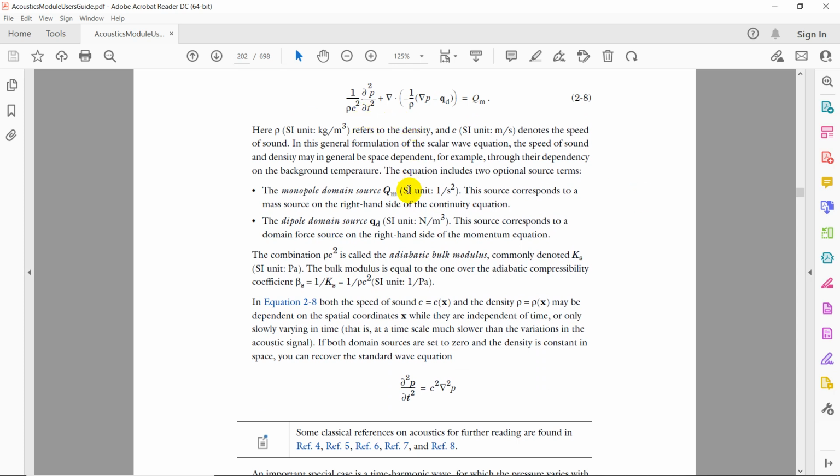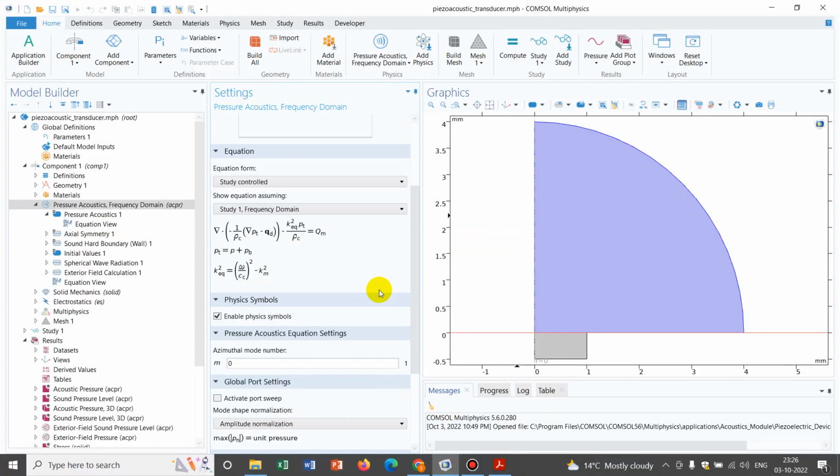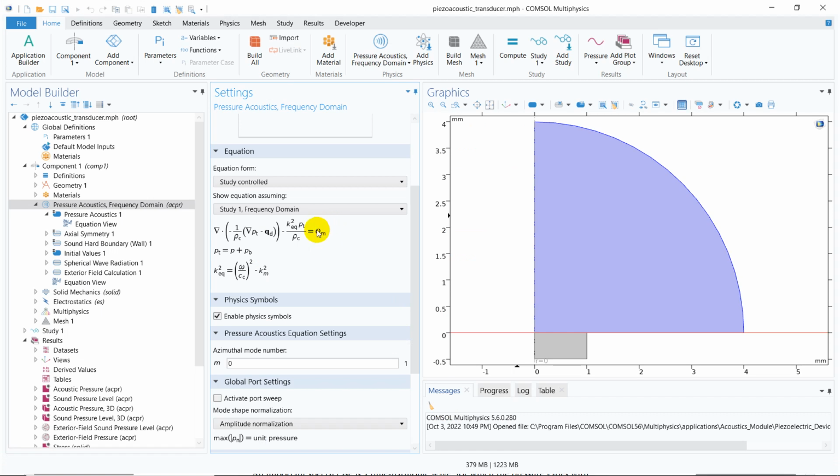So let us initially discuss these two terms QM and QD, which are there in the equation. This QM term is called the monopole domain source. This is a kind of sound source you may have in your system, and you may put this as a source term. So this is the monopole source and this is the dipolar source. Both are source terms.